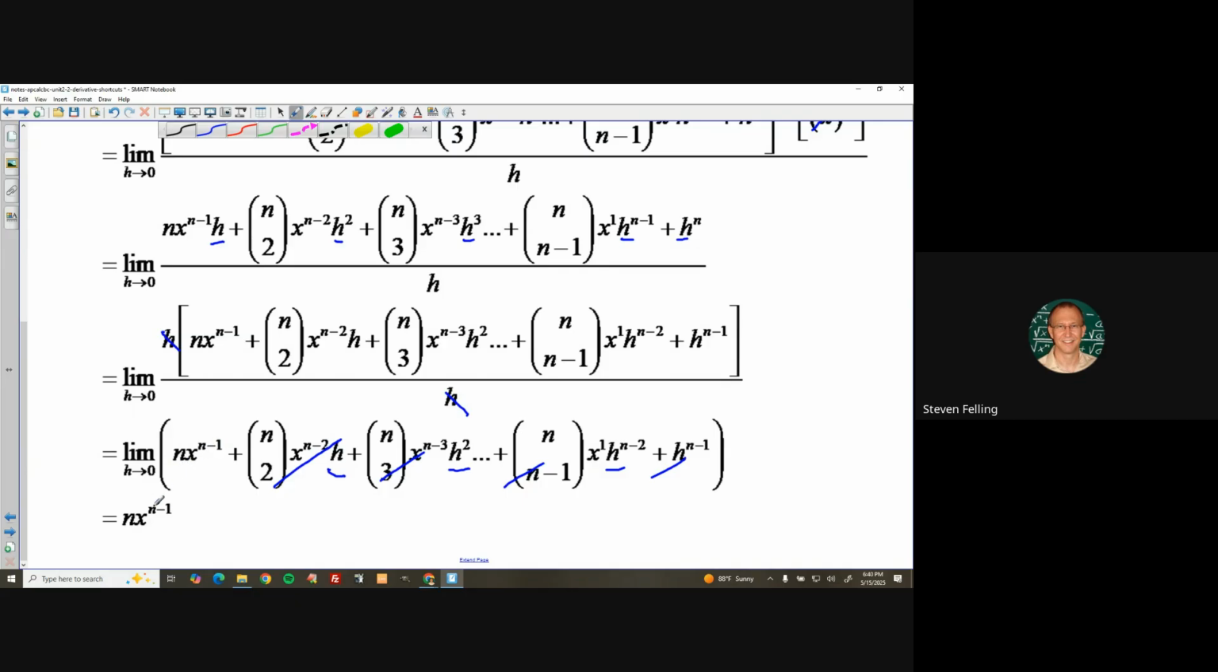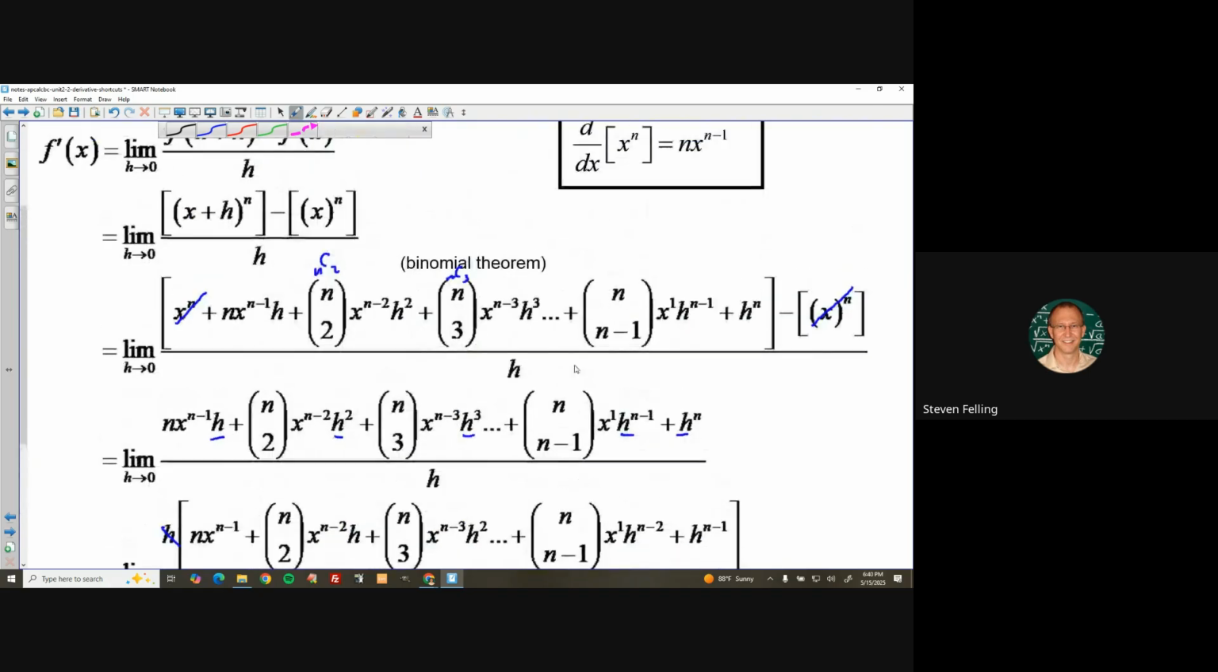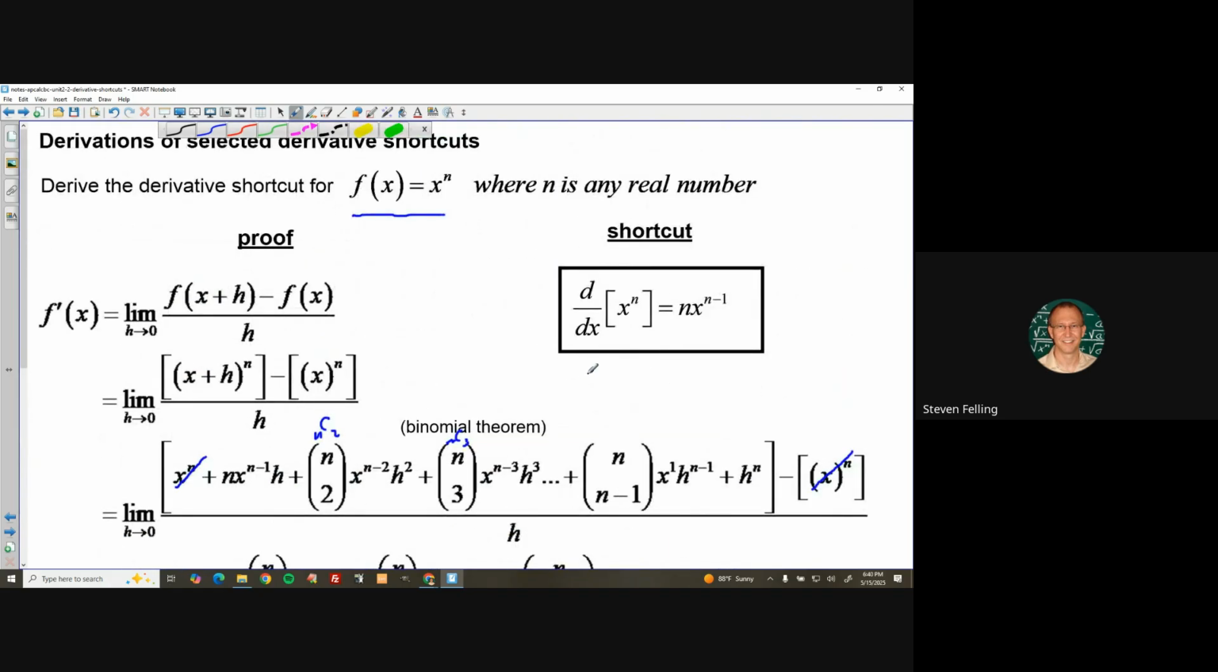All right, so we're going to summarize this result. This is sometimes called the power rule. When you have x raised to a power and you take the derivative, you simply take the power, the exponent, bring it down as a multiplier, and subtract 1 from the exponent.